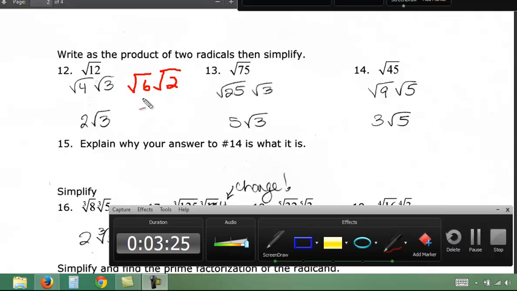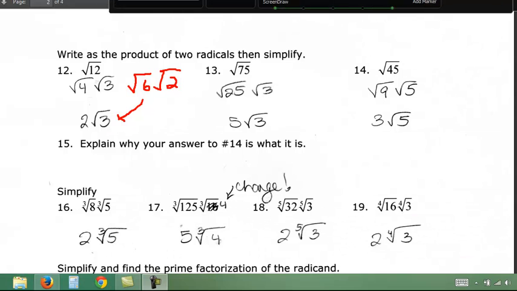But notice it doesn't give you then a simpler form. You can't take the square root of 6 and you can't take the square root of 2. So you wouldn't be able to still do something there. Let's see, if you did 13 correctly like that and 14 as well.